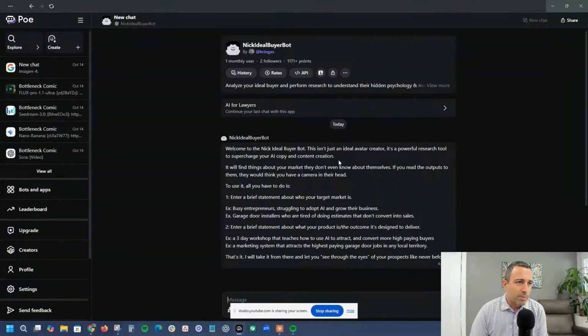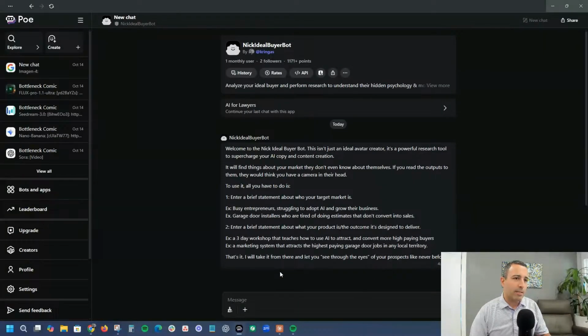So welcome to the ideal buyer bot. This isn't just an ideal avatar creator. It's a powerful research tool to supercharge your AI copy and content creation. So this is awesome. It creates a real detailed profile of your ideal client. It will find things about your market they don't even know about themselves. If you read the outputs to them, they would think you have a camera in their head. To use it, all you have to do is enter a brief statement about who your target market is.